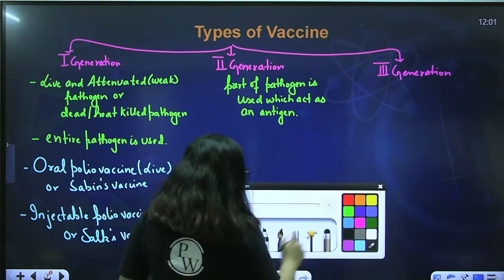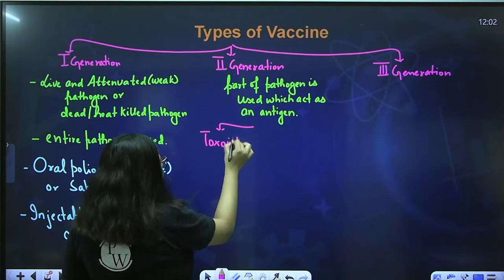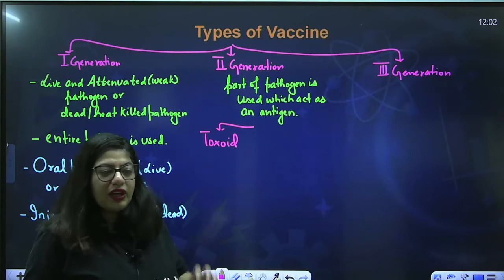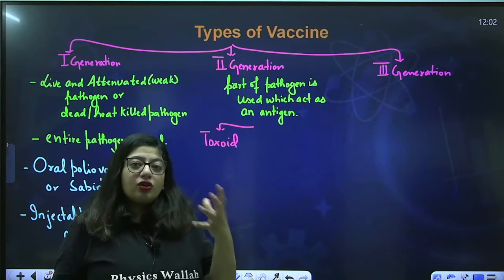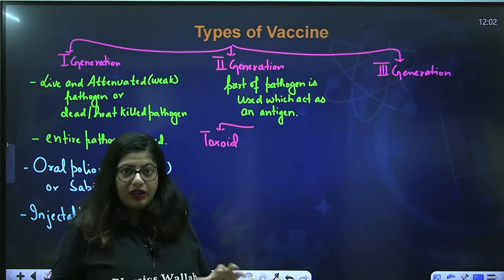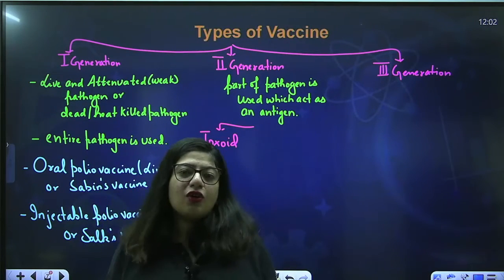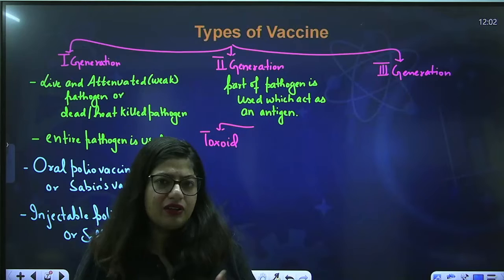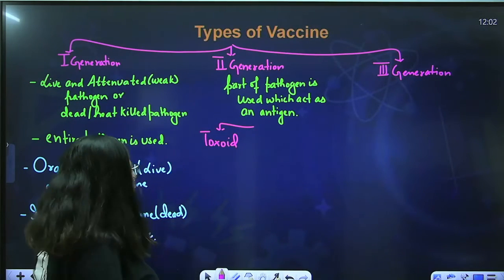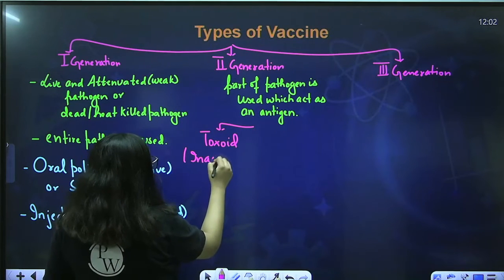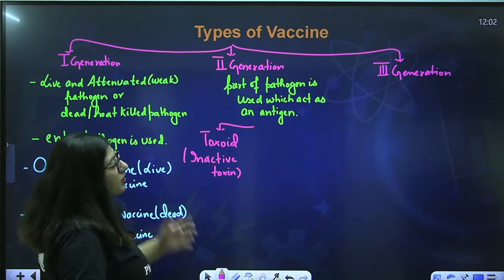Now, what can be the part? The part can be a toxin which is inactive. You call it a toxoid. There are certain bacteria like cholera, where the cholera toxin causes the disease, not the entire bacteria. So we will take the toxin of the cholera, make it weak, destroy it. You call it a toxoid and use it as a vaccine. So toxoid is basically inactive toxin. We can use it as a second generation vaccine.